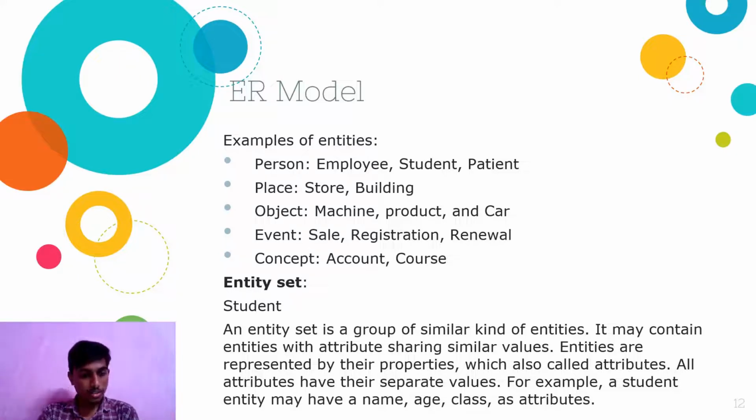Entity set: an entity set is a group of similar kind of entities. It may contain entities with the attribute sharing similar values. Entities are represented by their properties, which are also called attributes. All attributes have their separate values. For example, a student entity may have a name, other name, age, class as attributes.